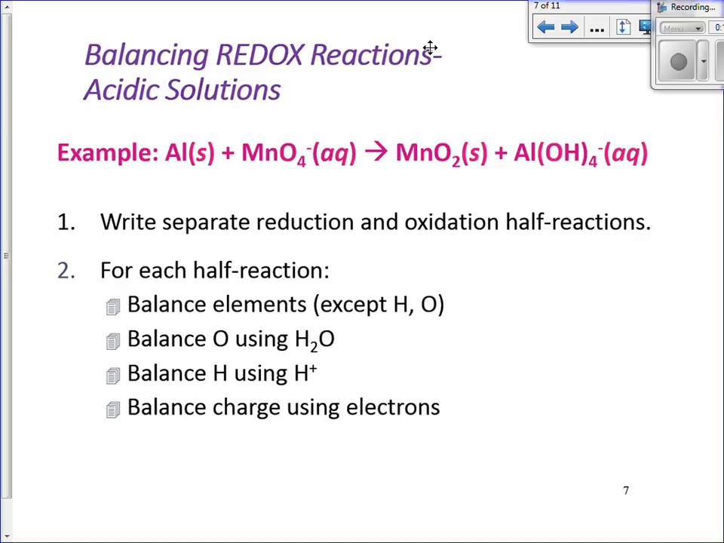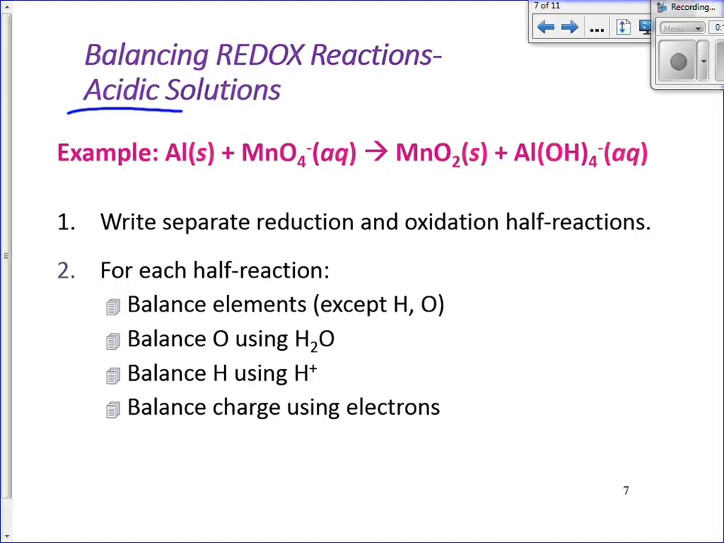For each half reaction, you have to do a series of steps. You first need to balance any of the elements besides hydrogen and oxygen. So everything else you need to make sure is balanced before you do anything with the hydrogen or oxygen. If all your other elements are balanced, now you start with oxygen first. And you must balance it using water. Okay? Now, the reason why is because we are in acidic solution here.